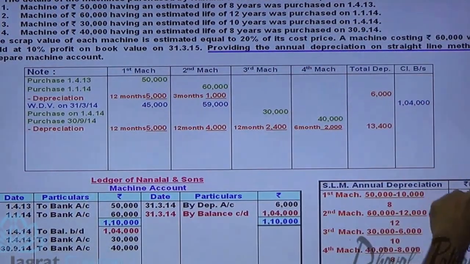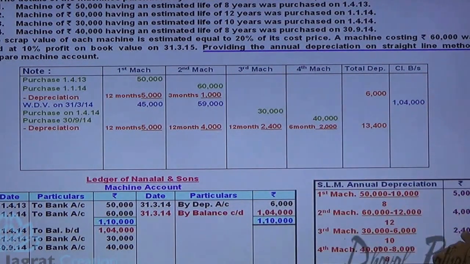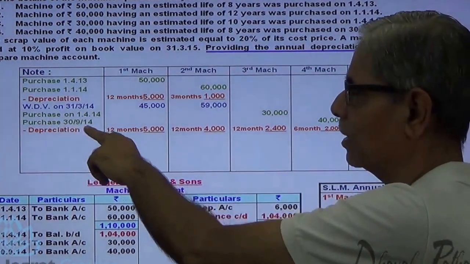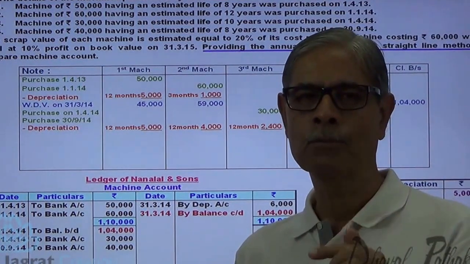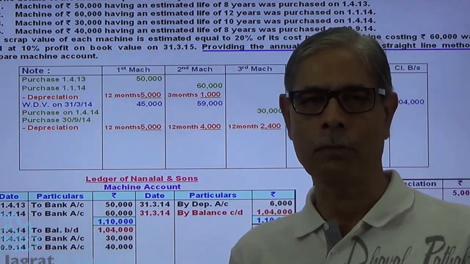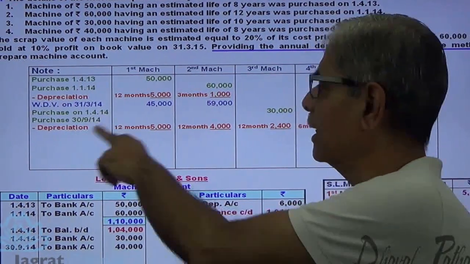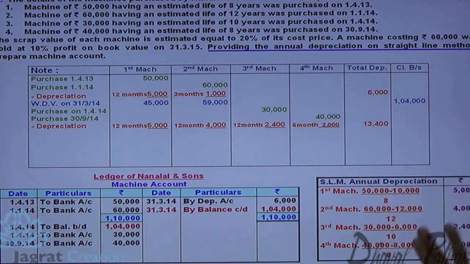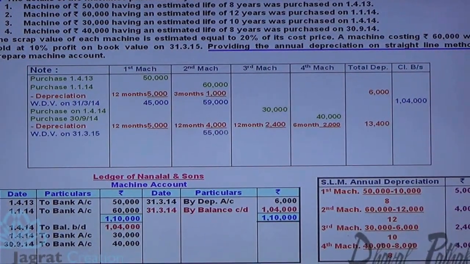Now first machine annual depreciation 5,000. Second machine annual depreciation 4,000. Third machine annual depreciation 2,400. And this machine was purchased on 30th September 2014, the end of September. It has been used up to the end of 31st March. So October, November, December, January, February, March, 6 months depreciation will be provided. Annual depreciation is 4,000. 4,000 into 6 by 12, 6 months depreciation is 2,000. This is how total depreciation 13,400 is recorded.